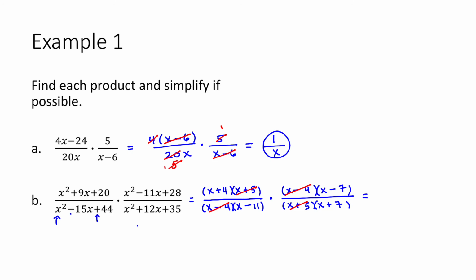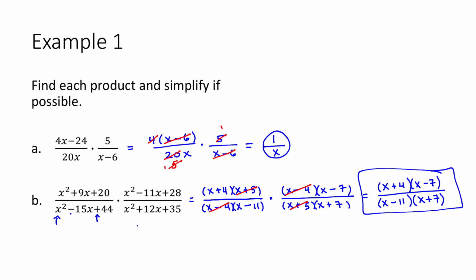And let's see what we have left. x plus 4 times x minus 7 all over x minus 11 times x plus 7. And that is my final answer. And even though we have two factors with a 7 in it, they're opposite in sign, so they don't cancel. And that is the end of that problem.